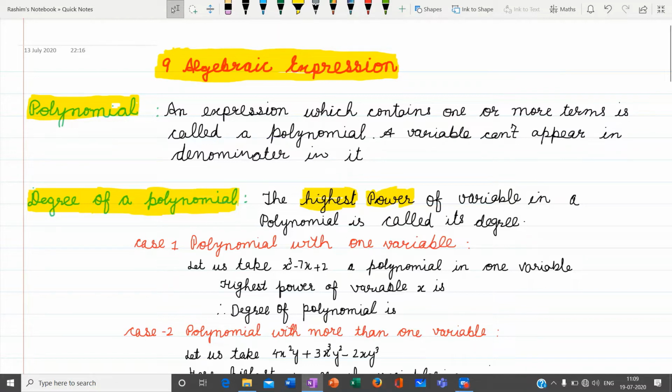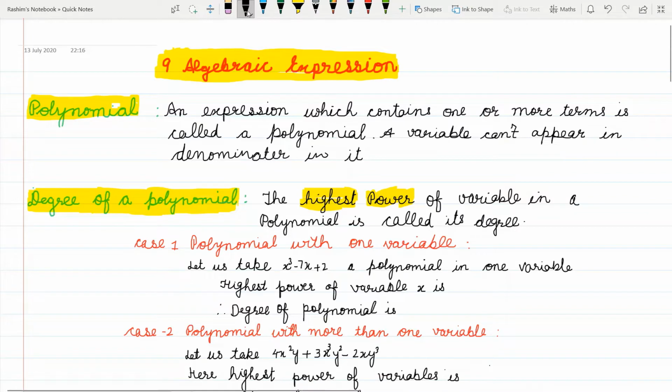Now this is an example. Here x cube minus 7x plus 2. This is a polynomial in x only. The variable is x here. And here if you see x cube and 7x, the maximum power is 3. So we can say here that the degree of the polynomial is 3. So I will write here, highest power of x is 3. So the degree of the polynomial is 3.